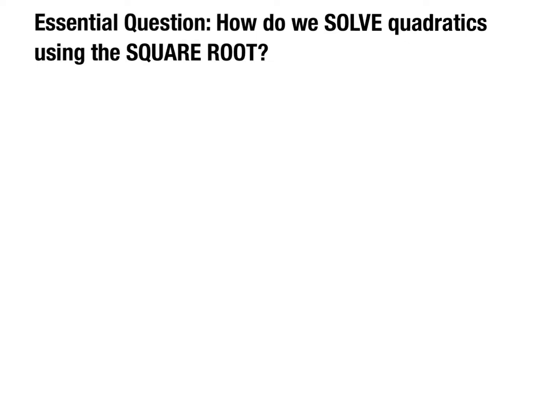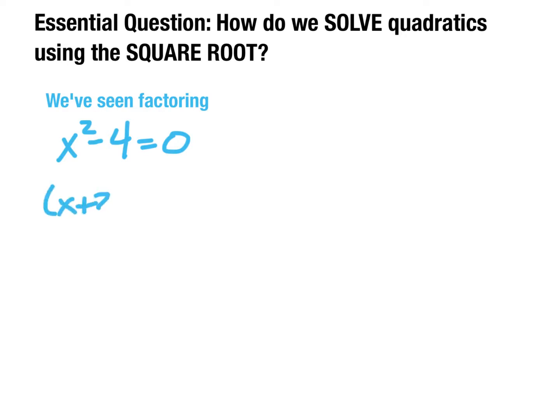Hello everybody, today we're going to look at how we solve quadratics using the square root. So we've seen solving by factoring. If you had something like x squared minus 4 equals 0, this is a difference of two squares. It would be x plus 2 times x minus 2 equals 0. So x equals negative 2 or positive 2. And what I'm going to show you today is a different way of solving this.